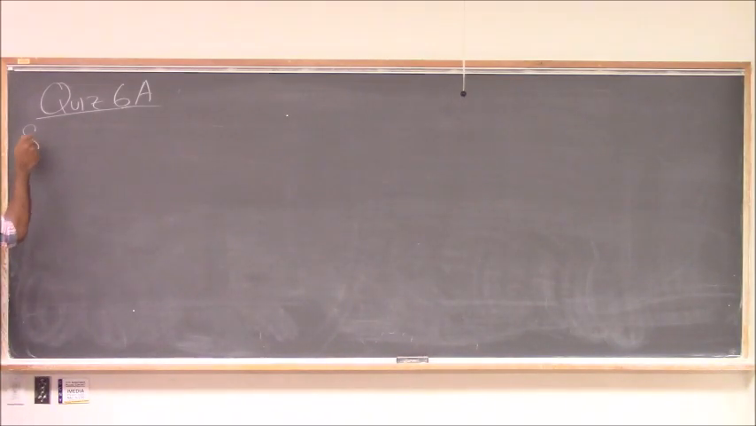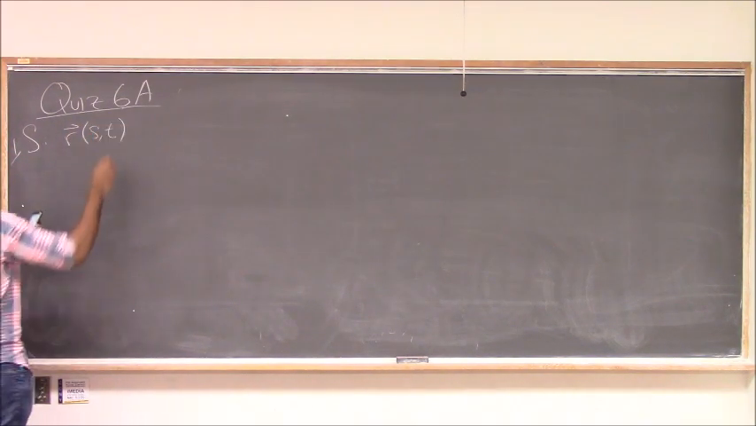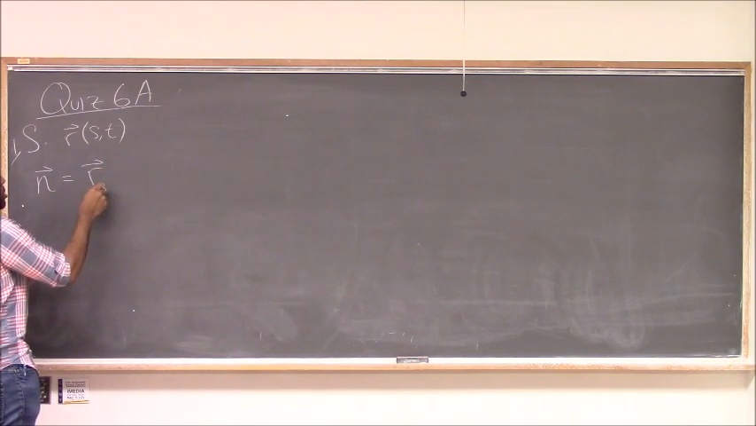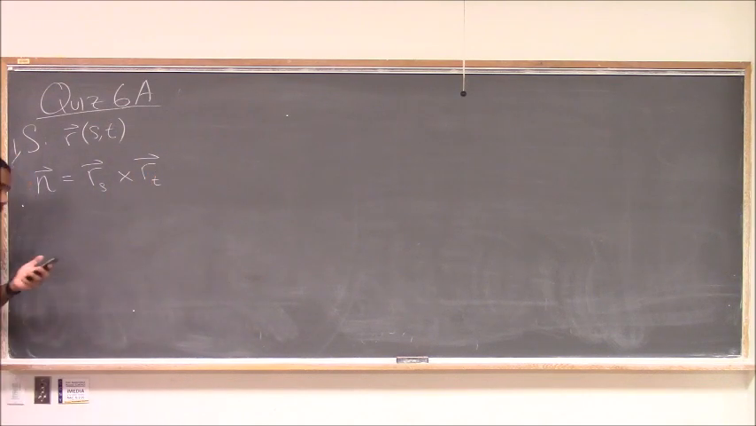So this is problem 1. We have a surface that's parameterized by R of S, T. What's the formula for the normal vector? R_S cross R_T. Partial with respect to S, cross product with the partial with respect to T. That was that answer, so 2. Find a vector function for the rightward pointing normal.